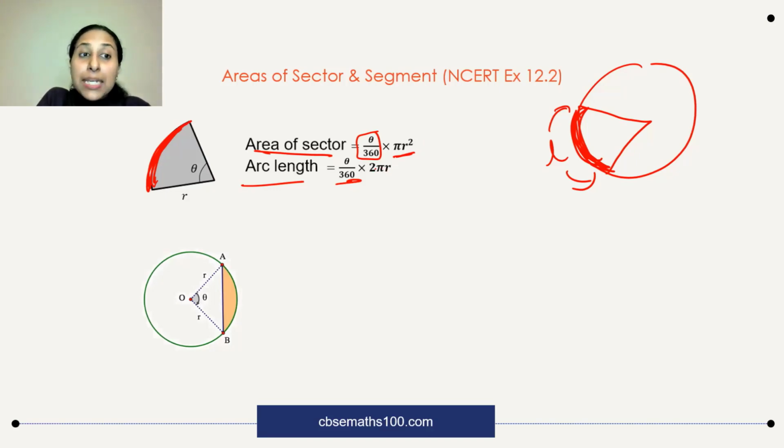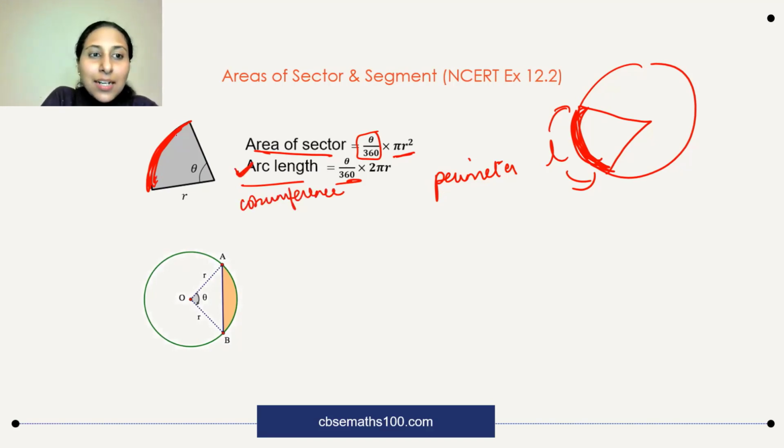And please remember perimeter of sector. If you are asked perimeter and if you are asked circumference, there's a difference. This arc length is same as circumference of the sector because it is the curved part.